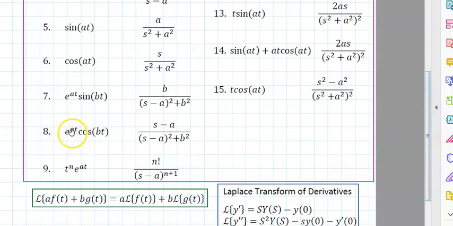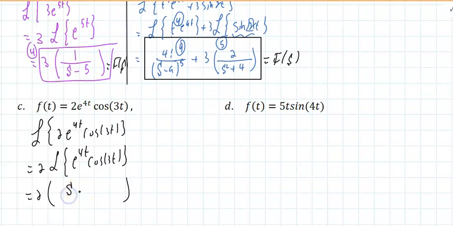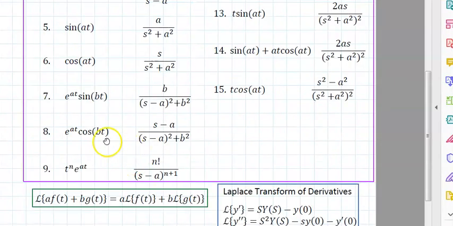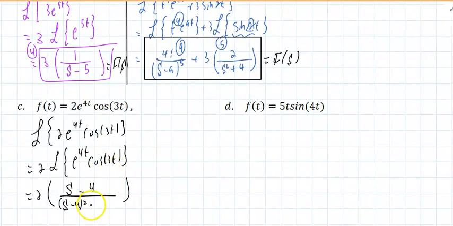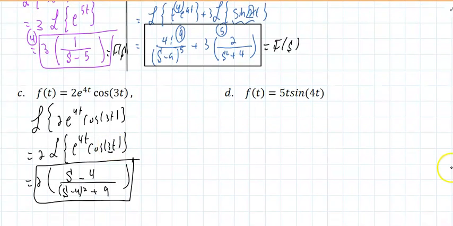The exponential, so if the power of the exponential is a, that's s minus a squared. That is s minus a, where a is 4, over s minus 4 squared. Now 3 is taking the place of b. If I look at the cosine of b, that is plus b squared, plus what's taking the place of b? 3. 3 squared is 9. You're done.